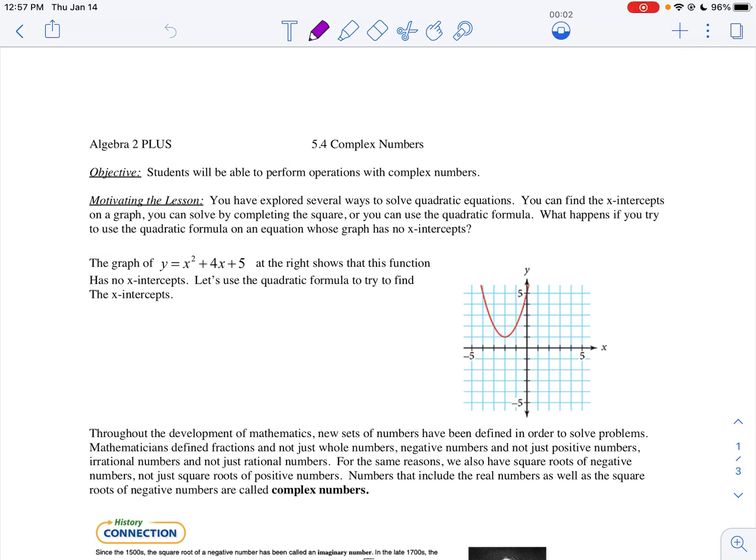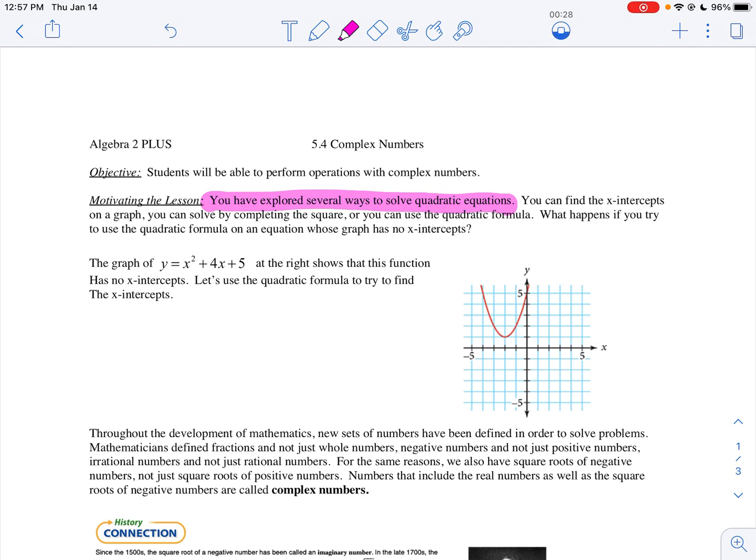Today we are going to go over 5.4 complex numbers. All right, so this is an Algebra 2 topic. I know the last topic, 5.3, was quadratic formula, and you would have done that in Algebra 1. So, motivating the lesson. You have explored several ways to solve quadratic equations.